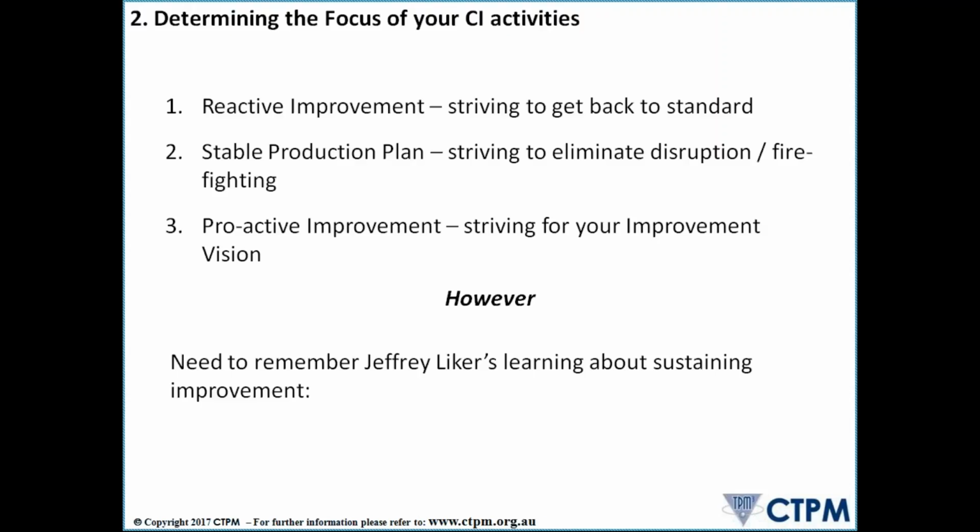One was The Toyota Way for Continuous Improvement, and this was written probably about 7 years after his first book, and by then he had a lot more experience of applying what he'd written in his first few books. He came out in that book and explained his learning about sustaining improvement, because a lot of sites start and do some great improvement, but then after 6 months it tends to have fallen away.